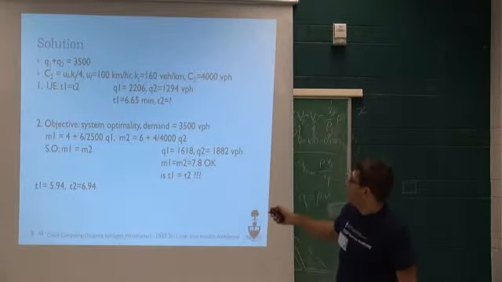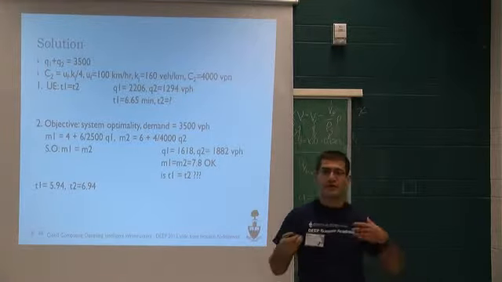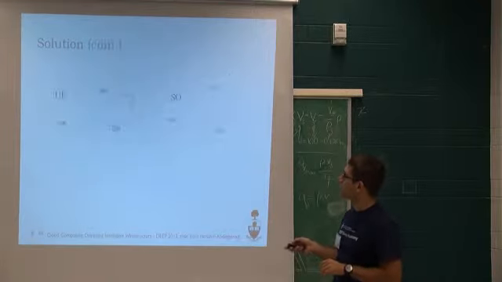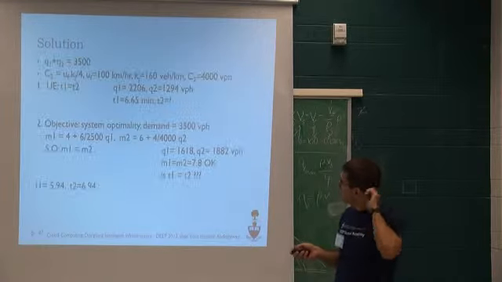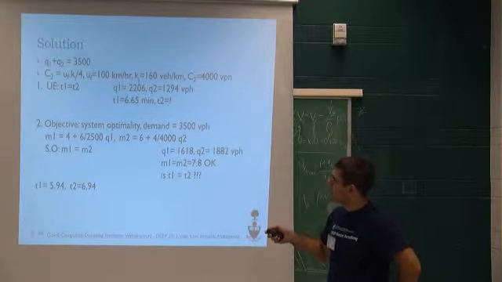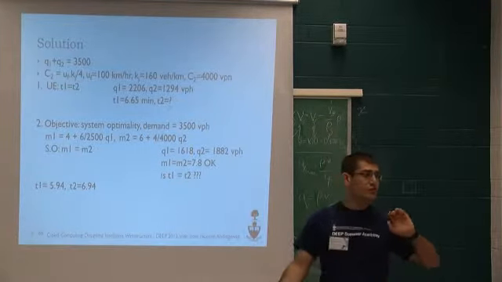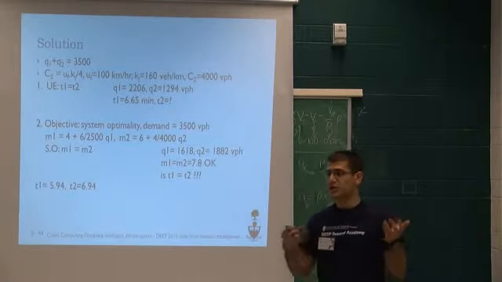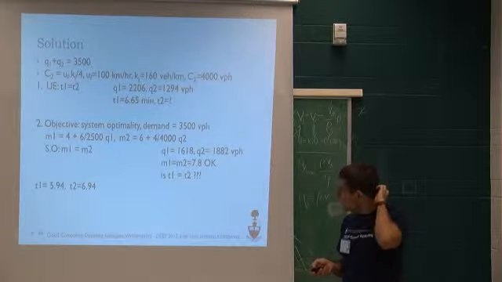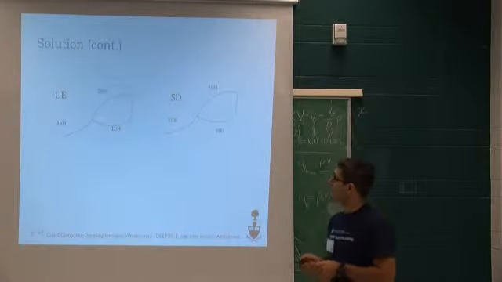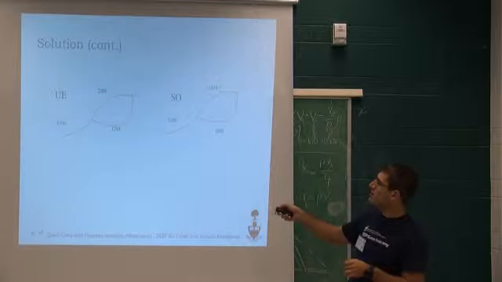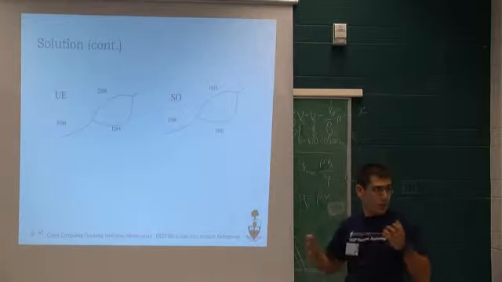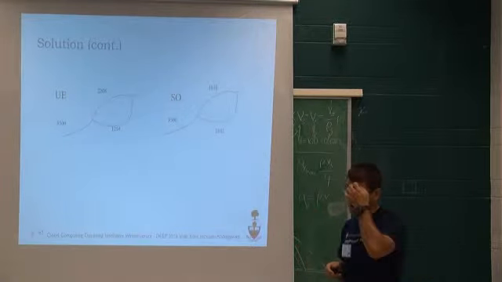So with user equilibrium, the travel times end up being, let me just show you, 6.65 minutes. And with system optimal, one route is going to be faster than that. One route is going to be smaller. But this is what you need to do in order to minimize total travel time. So you can think of it in this way: user equilibrium 2206 and 1294, system optimal 1618, 1882. Quite a bit of a difference between them, right?